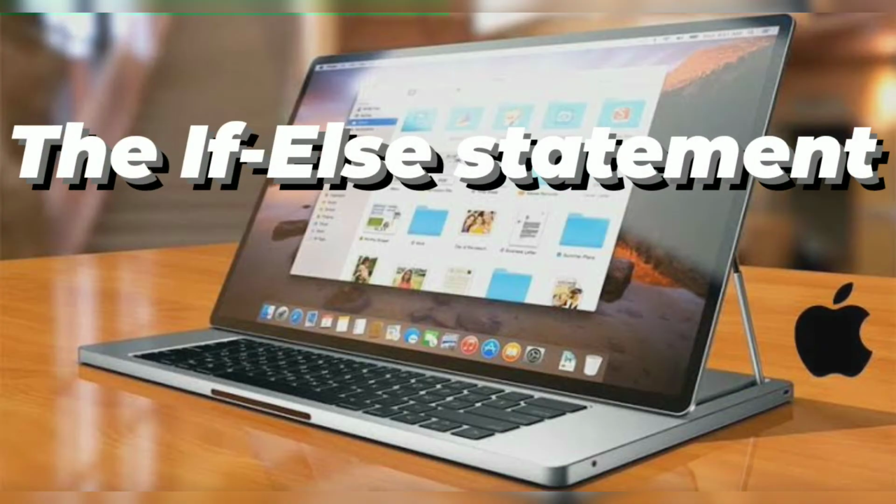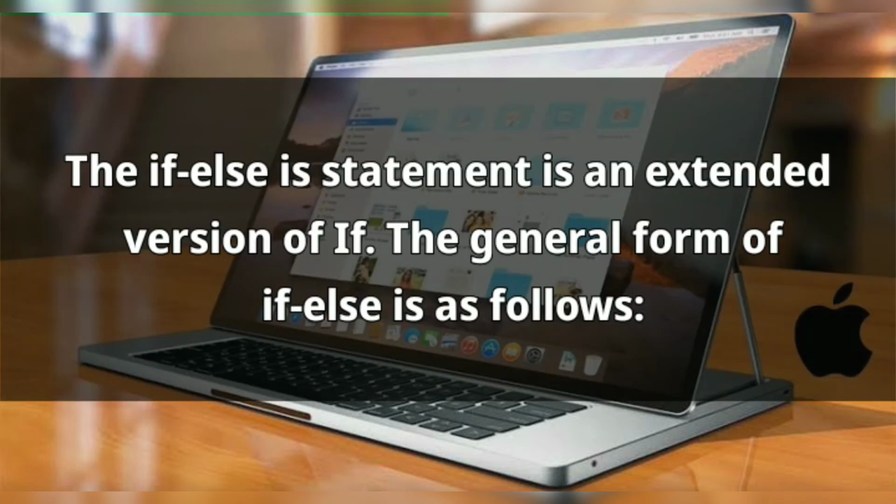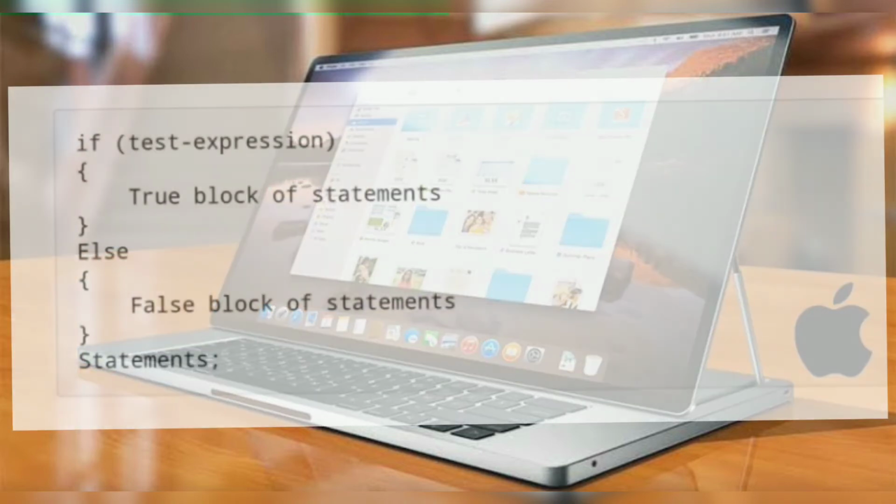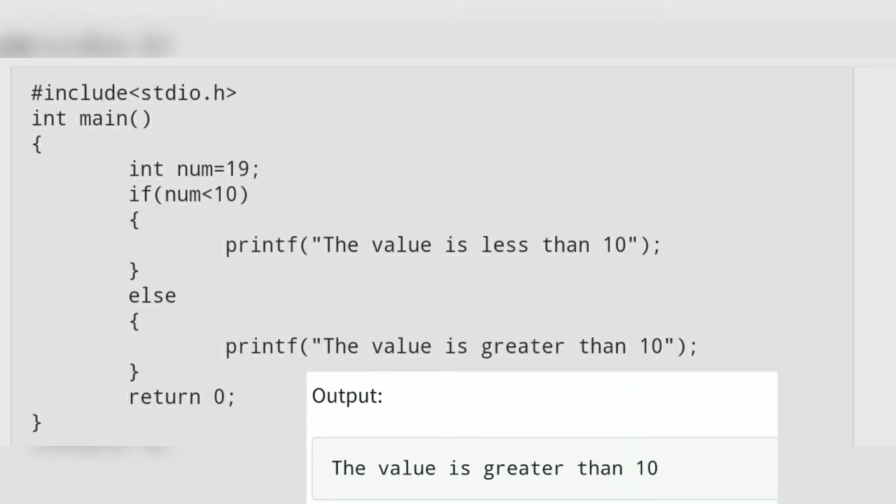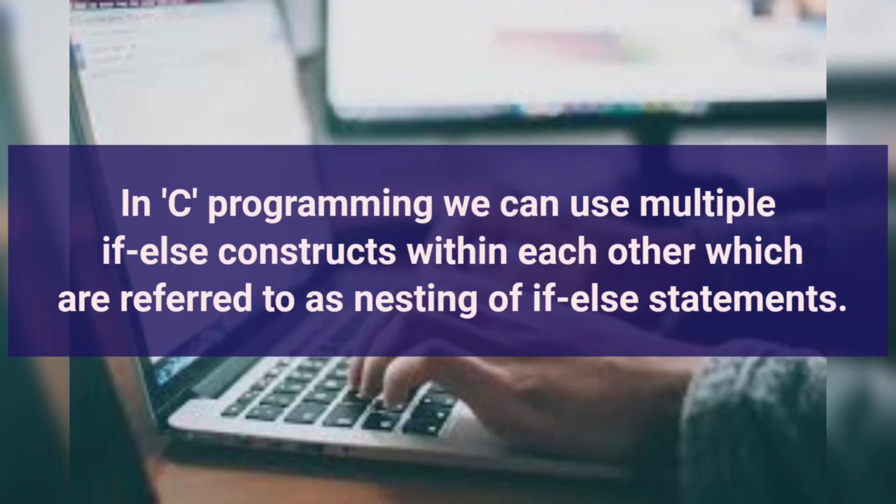So dear friends, now I explain the if else statement. The if else statement is an extended version of if. The general form of if else is as follows. The following programs illustrate the use of the if else construct. In C programming we can use multiple if else constructs within each other, which is referred to as nesting of if else statements.